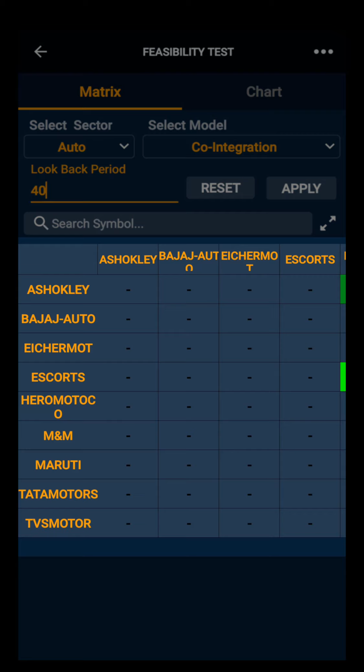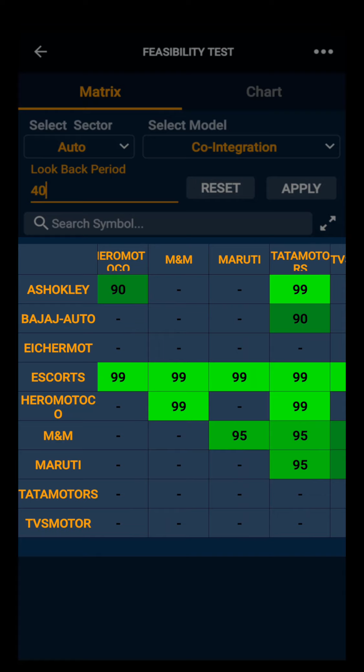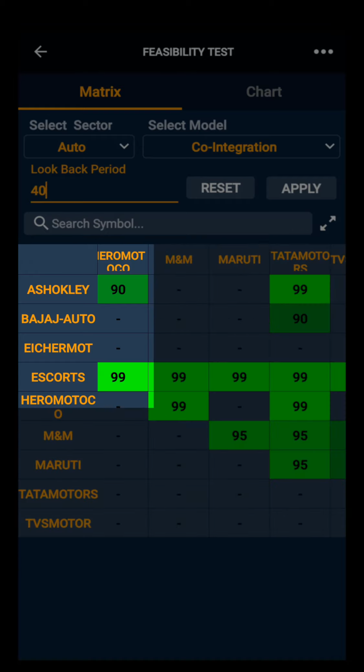As you can see, there are many black boxes that indicate those 2 stocks do not have any co-integration and you can avoid the pair. The 99 indicates strong co-integration, 95 indicates average co-integration and 90 indicates less co-integration. You should always select a pair which has good correlation as well as good co-integration. Now we will select one pair. We are taking Escorts and Hero MotoCorp.